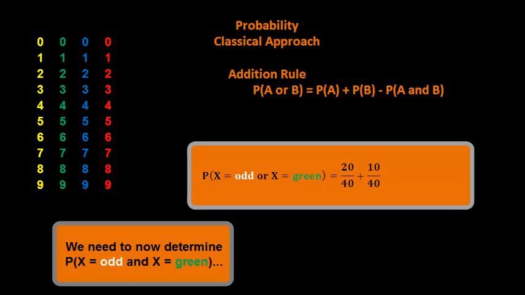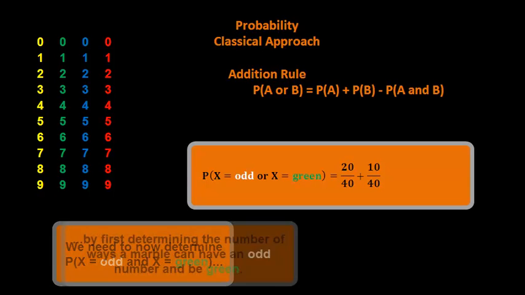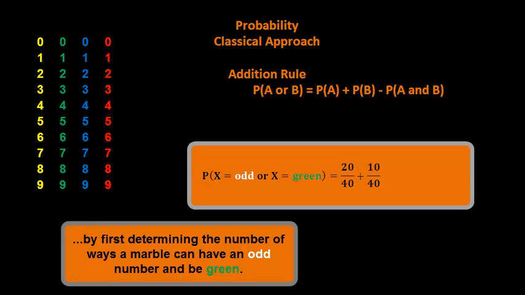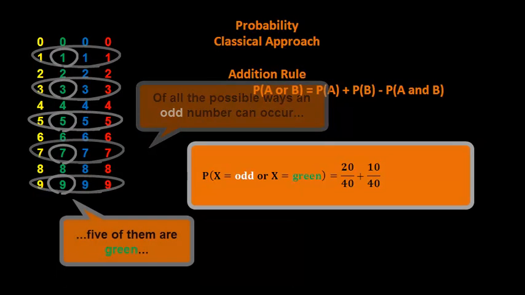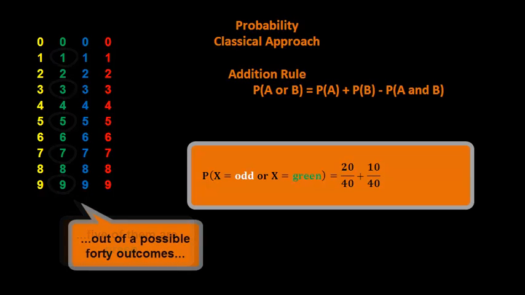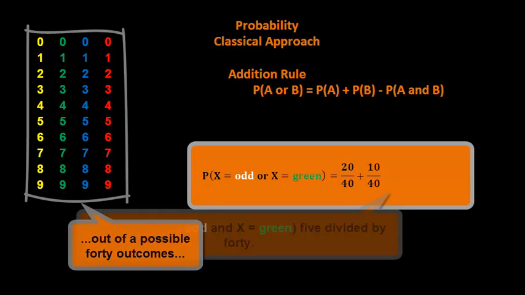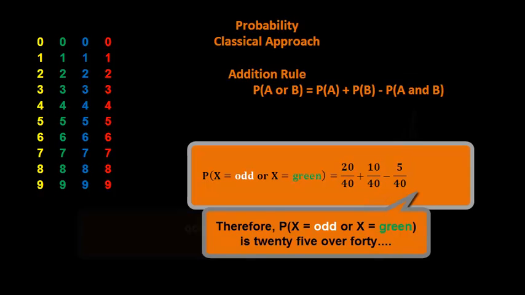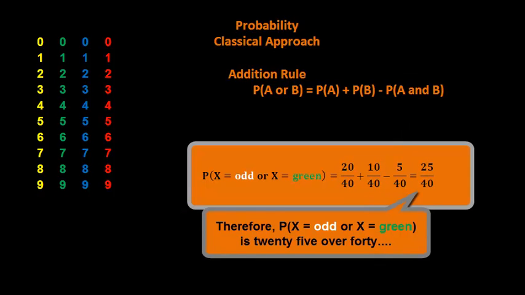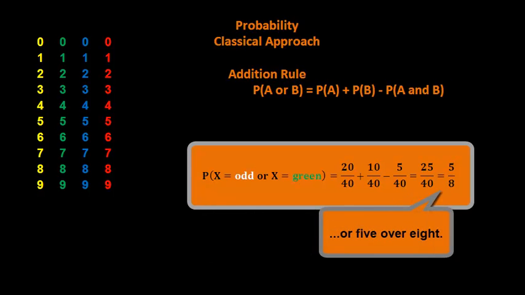We need to now determine the probability of x equals any odd and x equals any green by first determining the number of ways a marble can have an odd number and be green. Of all the possible ways an odd number can occur, 5 of them are green out of a possible 40 outcomes, making the probability of x equals any odd and x equals any green 5 divided by 40. Therefore, the probability of x equals any odd or x equals any green is 25 over 40, or 5 over 8.